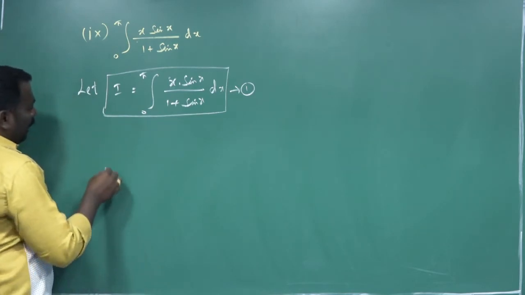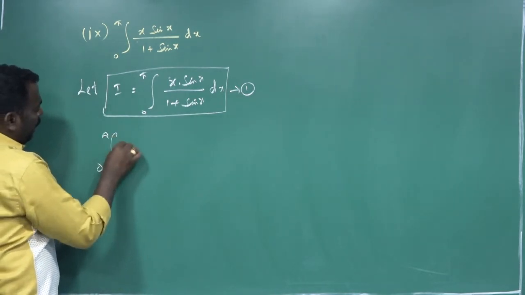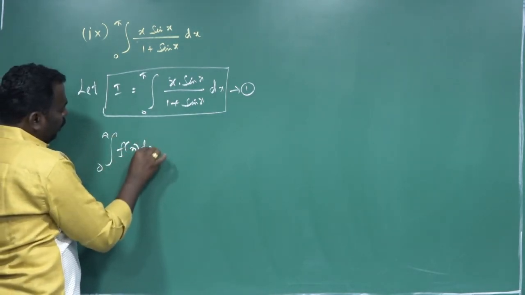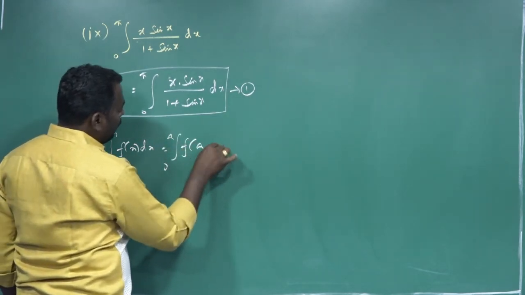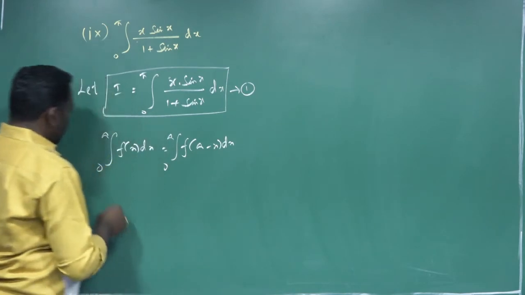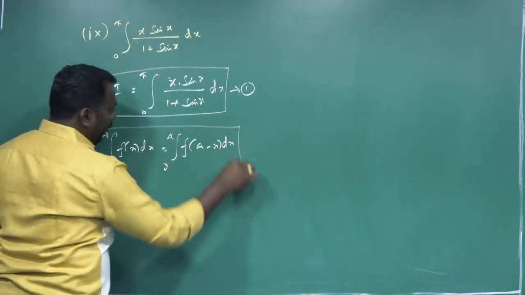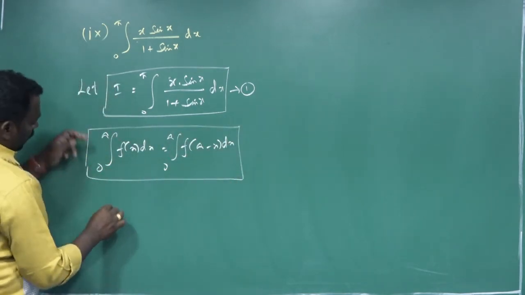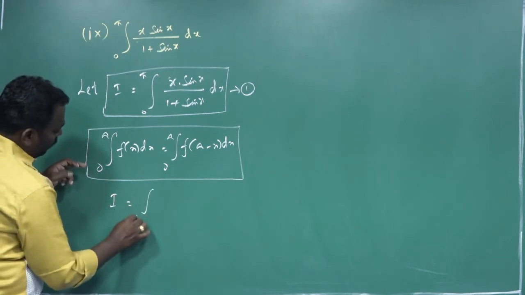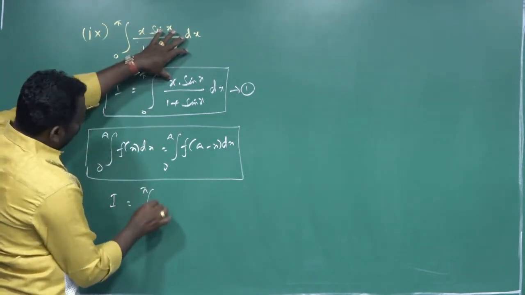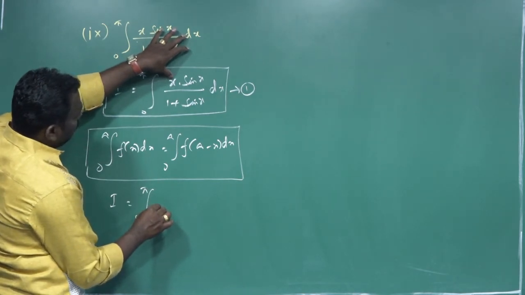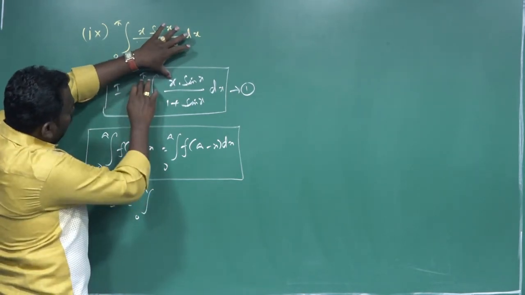Now using the integral property, integral 0 to a, f of x dx, is equal to integral 0 to a, f of a minus x dx. Apply this integral property. What is it? I is equal to integral 0 to pi. Therefore, x becomes a minus x. What is a? A equals pi.